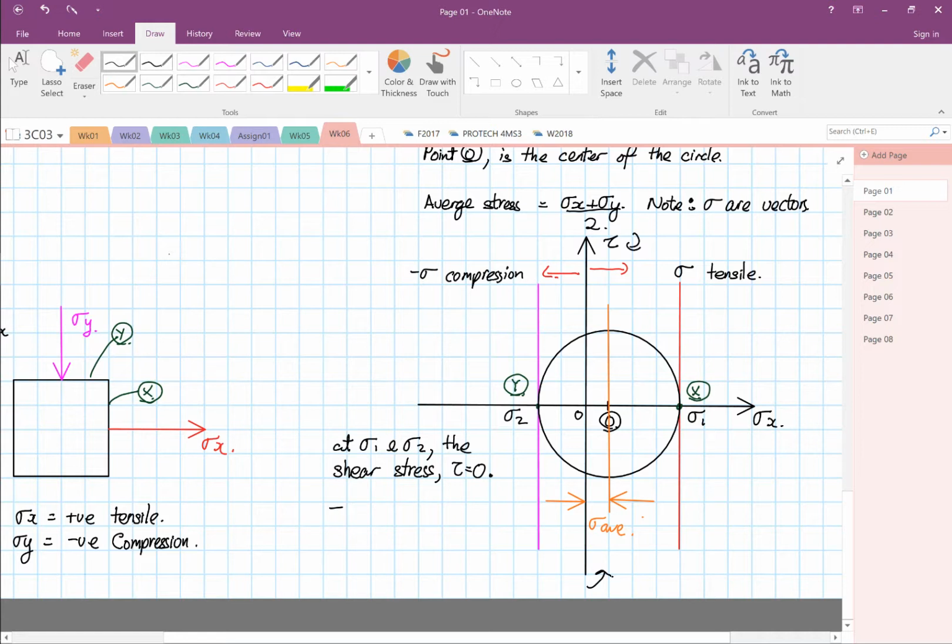Okay, so this point or these points are also known as principal stress. Okay, so that's most of it, and I'm going to do another example for you guys.